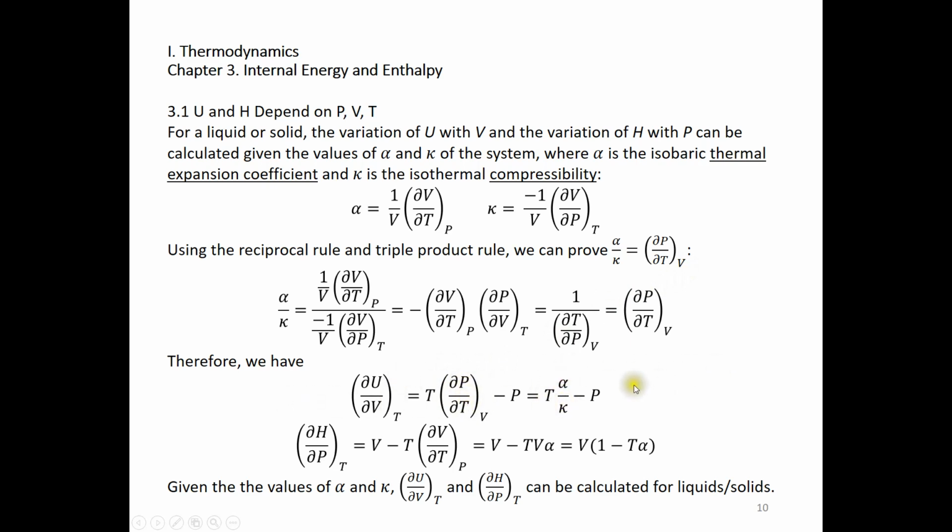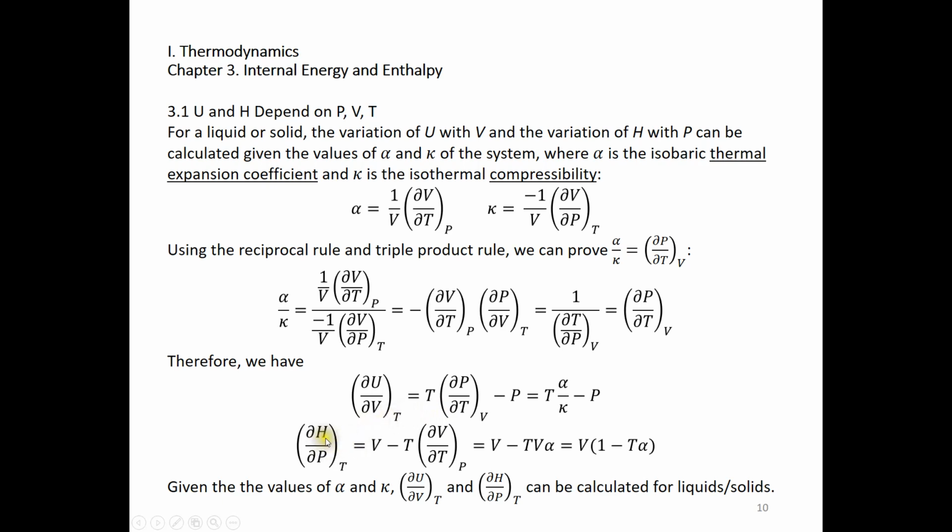This derivation is correct for all substances. So for a liquid or solid, we can still use this equation. We just need to look up the values of kappa and alpha for the liquid or solid. We plug those in, and then for a given temperature and pressure, plug in those values. We know how U depends on volume for liquid or solid on a constant temperature condition.